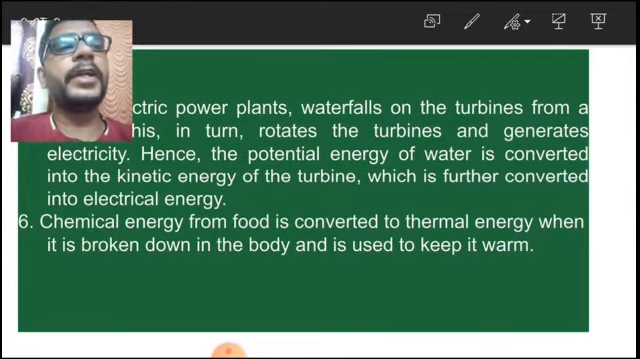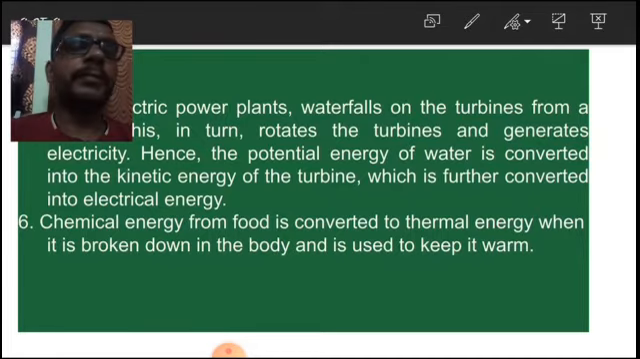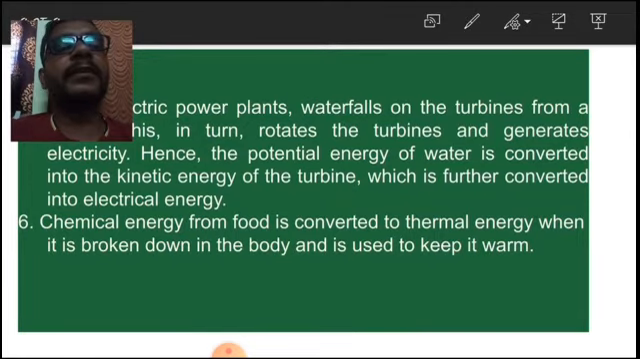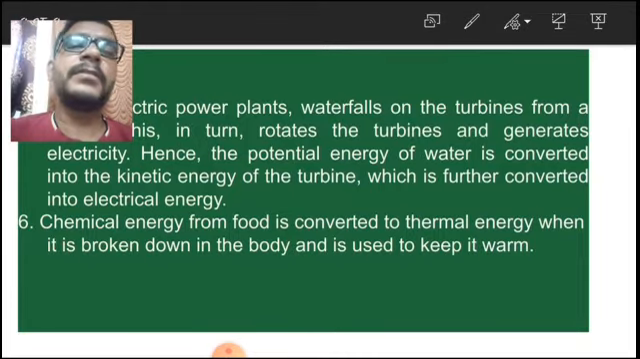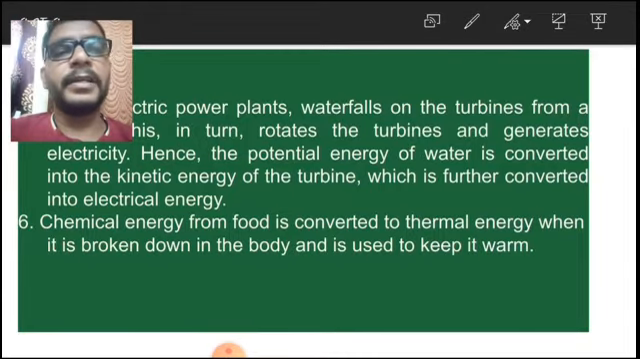chemical energy from food is converted into thermal energy when it is broken down in the body, and it is used to keep it warm. Right? If we take some type of food, heat is generated inside our body. What is happening? Chemical energy is converted into thermal energy. It gives some energy to us.